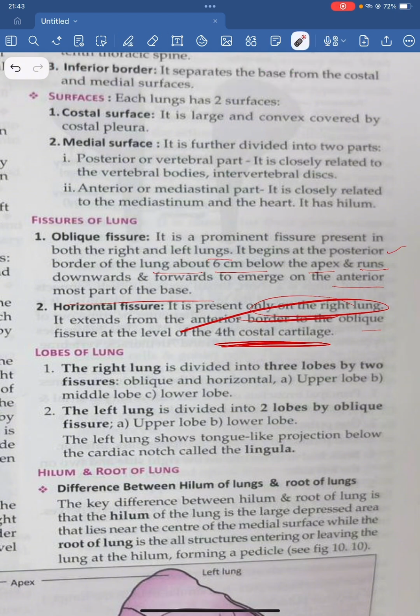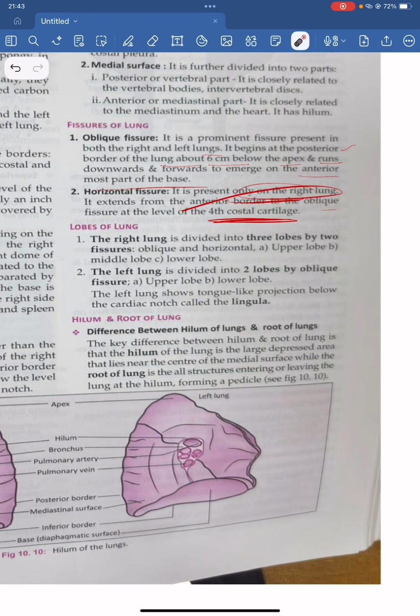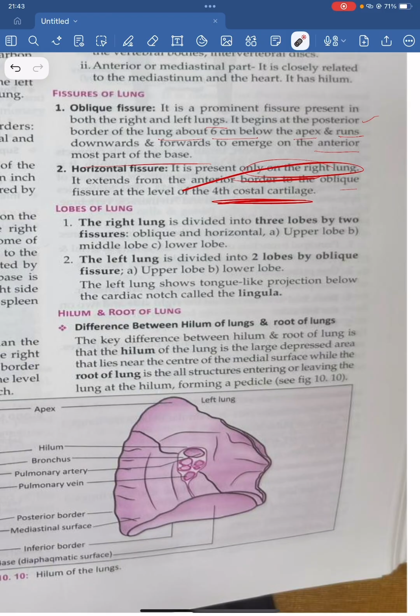Right. Coming to the lobes of the lungs. What lobes are present in the lungs? The right lung is divided into three lobes. Due to the presence of these fissures, it divides one by one; these are called lobes. So in the right lung, the lobes are the upper lobe, middle lobe, and lower lobe.